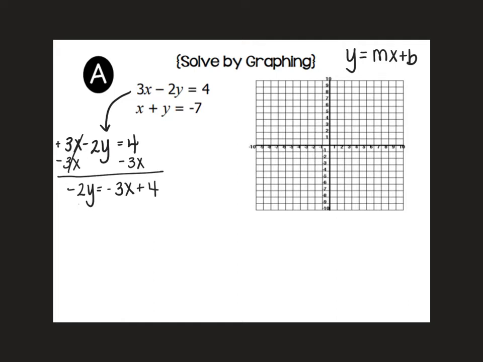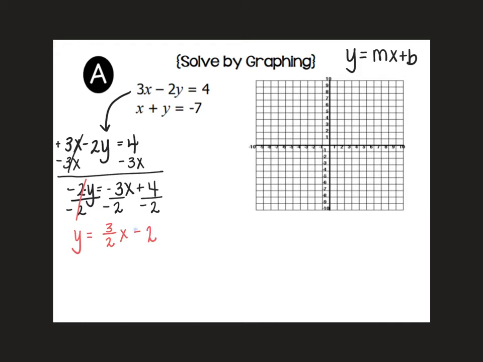Now if you look, I have negative 2y, so those two are multiplying. The opposite would be to divide by negative 2, and I want to divide every single thing by negative 2. When I do that, these negative 2's cancel, so I have y. Negative over a negative is positive, and if you type 3 divided by 2 in your calculator, you're going to get a decimal, so just leave it as a fraction. And then 4 divided by negative 2 is negative 2. So once you get these in slope-intercept form, then you're ready to graph.